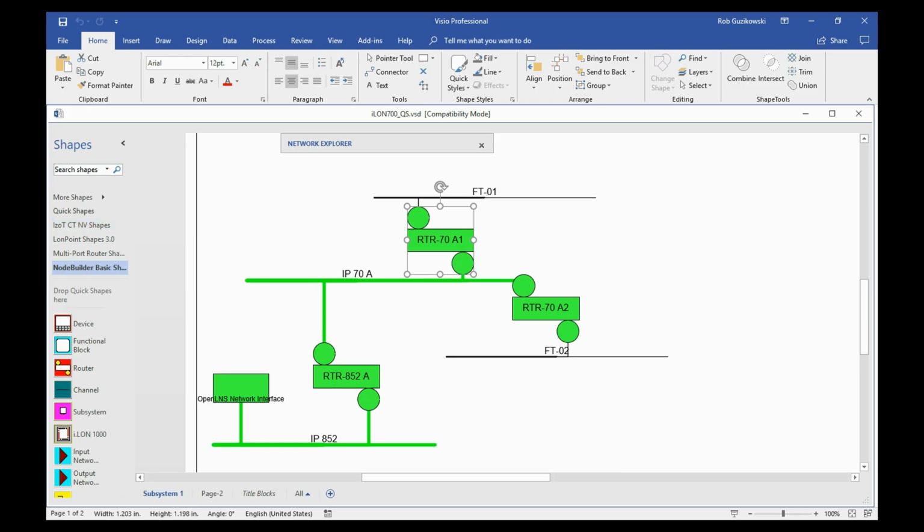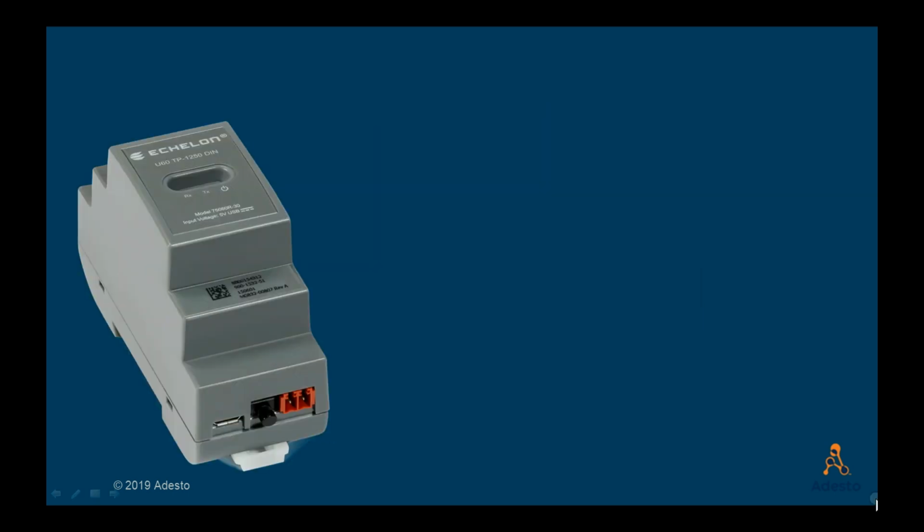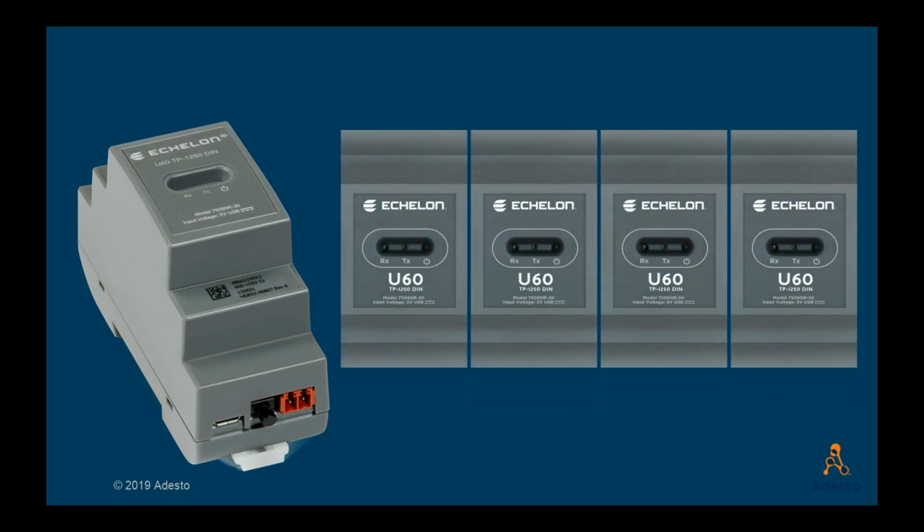This video clip captures the expected LED behavior of the iLON 700 as it progresses from uncommissioned to commissioned. Up to four USB channel adapters are supported directly by the iLON 700. Add a powered hub, and eight channels can be supported.